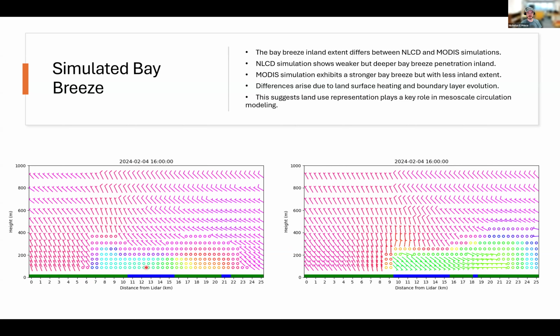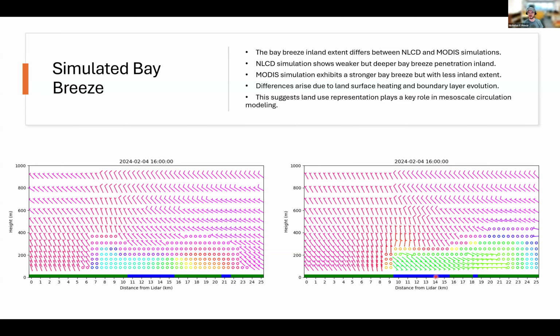Two important things to notice is that in the MODIS data set, the Bay breeze is better developed. It has stronger winds and it is more predominantly out of the southeast, whereas this is more of a shifting pattern and the winds are weaker. Nevertheless, despite that, the NLCD Bay breeze reaches further inland compared to the MODIS. So despite having a more pronounced flow feature in the model, it gets limited in its inland extent. And we're still trying to figure out exactly why that is.